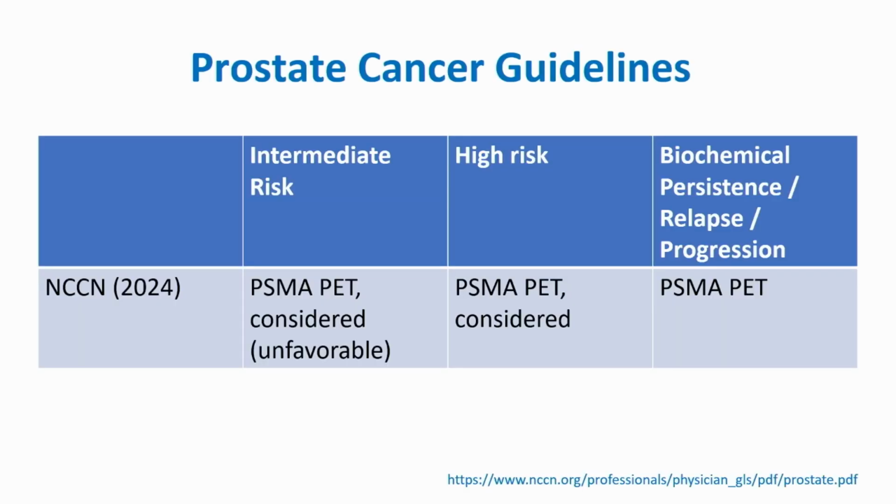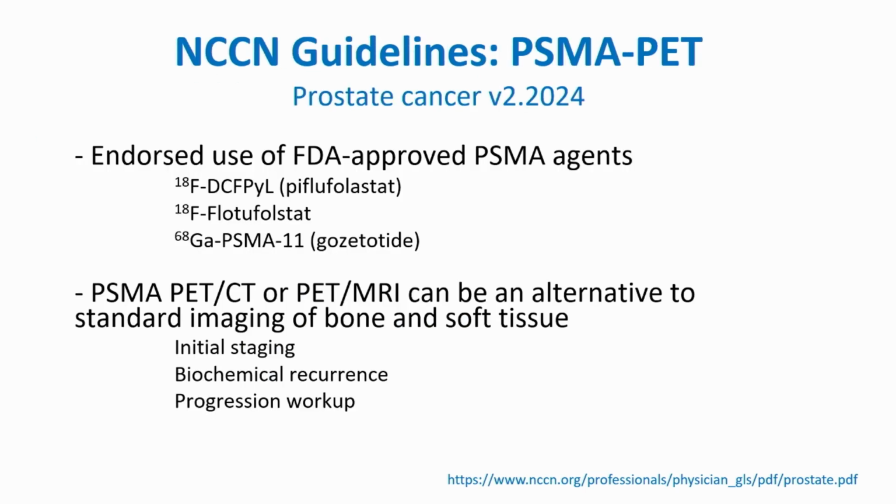So to begin with, the NCCN guidelines, which were updated in 2024 for localized disease, recommend PSMA PET to consider it in unfavorable intermediate risk disease. And for high risk disease, you can also consider PSMA PET. But for biochemical persistence, relapse, progression, they do recommend a PSMA PET. There are various PSMA agents that are endorsed by the NCCN guidelines. And once again, as we just discussed, the PSMA PET or PET MRI can be an alternative to standard imaging of both bone and soft tissue.